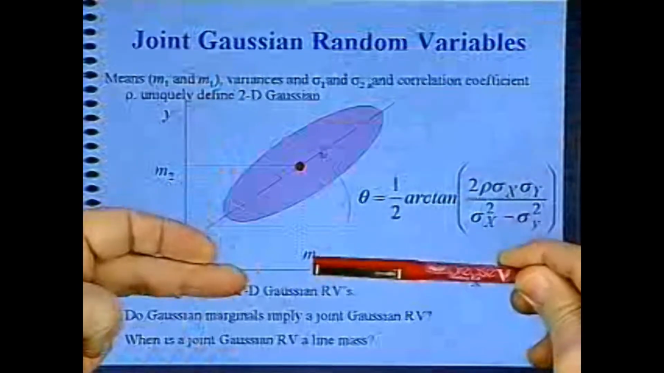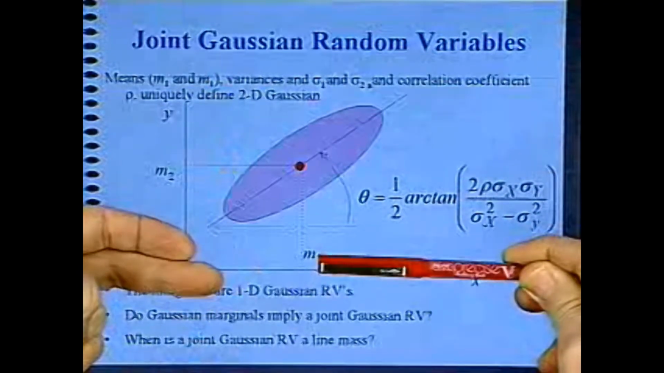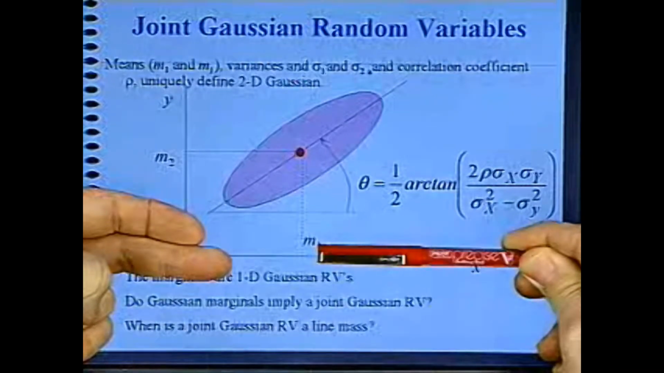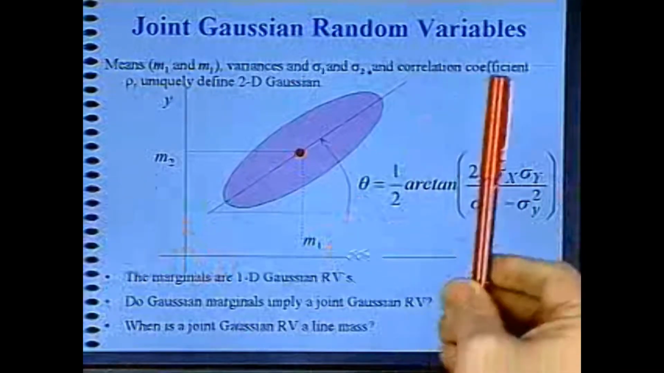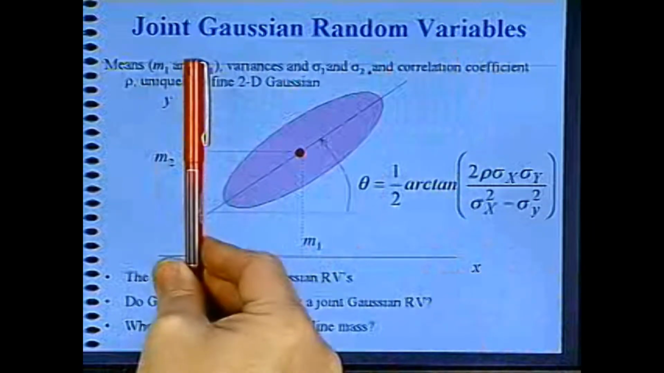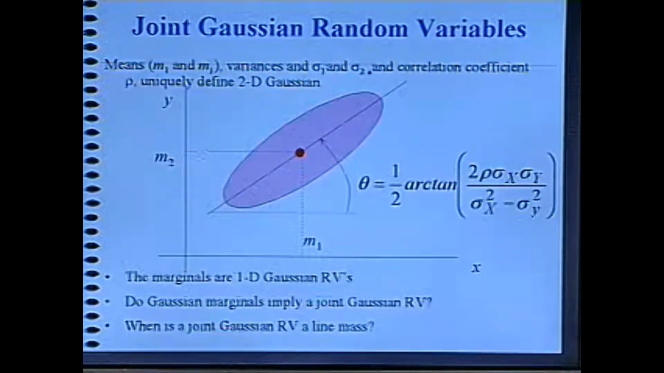The marginals are one-dimensional Gaussian random variables, in the sense that if we took this two-dimensional bump and we were to do a projection onto the x-axis, we would get a Gaussian random variable with a mean of m1 and a standard deviation of sigma 1. Similarly, if we were to do the projection this way, we would get a Gaussian random variable with a mean of m2 and a standard deviation of sigma 2. So the marginals are the same. But notice in general, you cannot get the joint from the marginals. You can under what condition? That they're independent of each other, right?